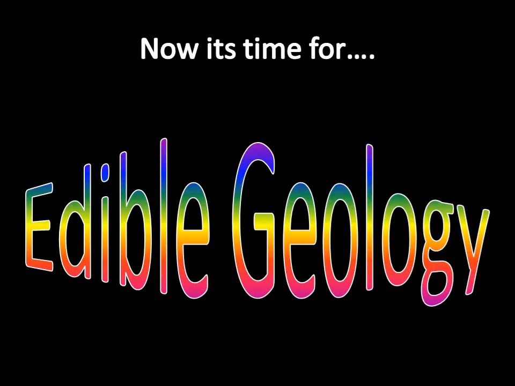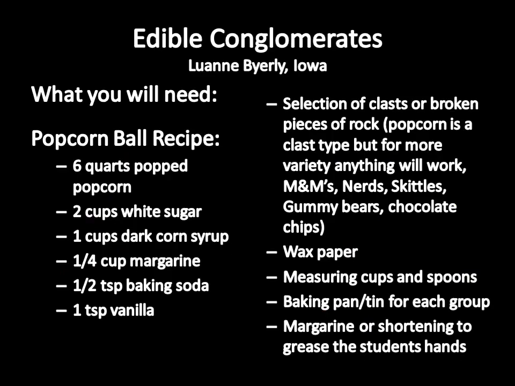Now it's time for some edible geology. For this video, we made edible conglomerates. For review, conglomerates are a type of sedimentary rock made of pebbles, sand, clay, silt, and gravel that have been cemented together by pressure and chemicals that precipitate out of the water, such as calcium carbonate and silica.